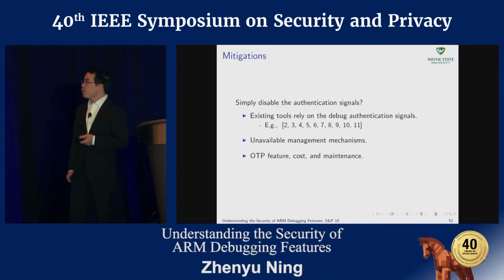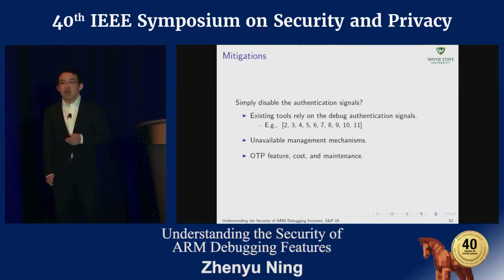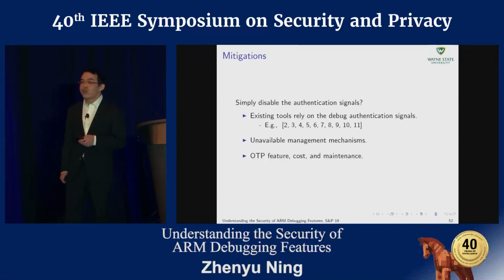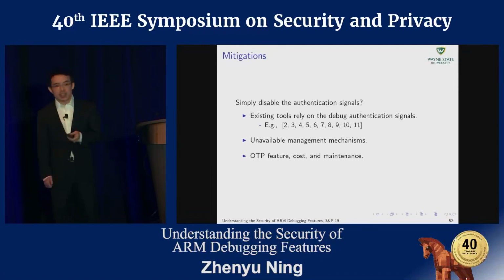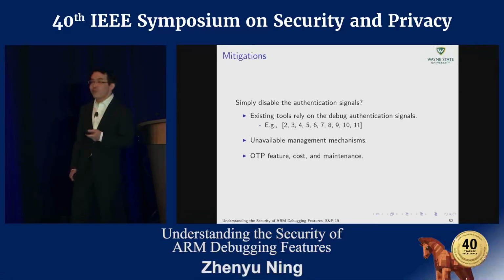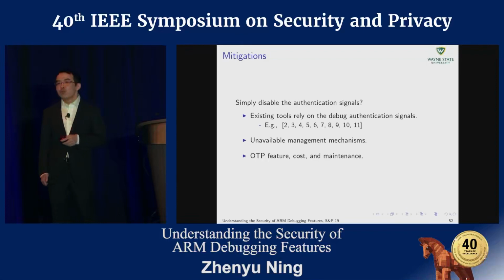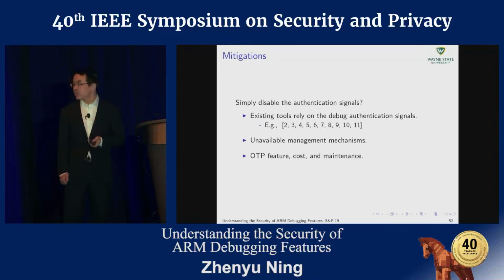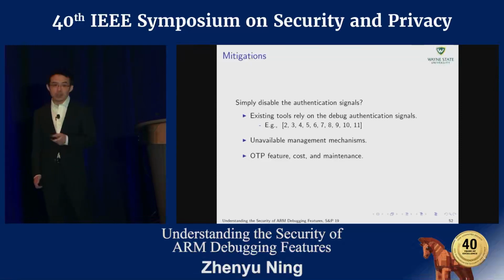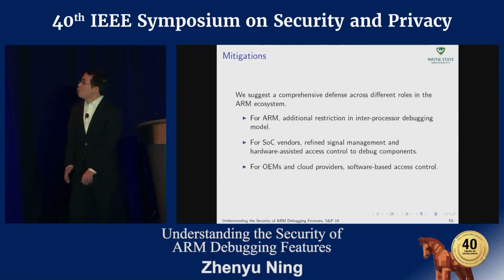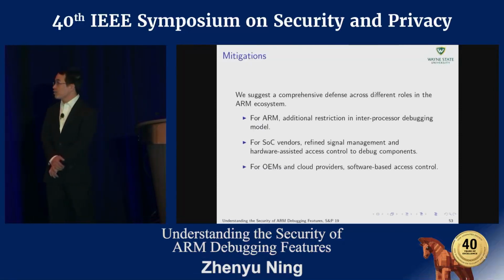And also, from the view of the OEMs, they use the one-time program fields to configure the debug authentication signal. So the one-time program feature will prevent them from reconfiguring the debug authentication signals. And also, they may have some additional concerns about the cost and the maintenance. So we suggest a comprehensive defense across different roles in the ARM ecosystem.